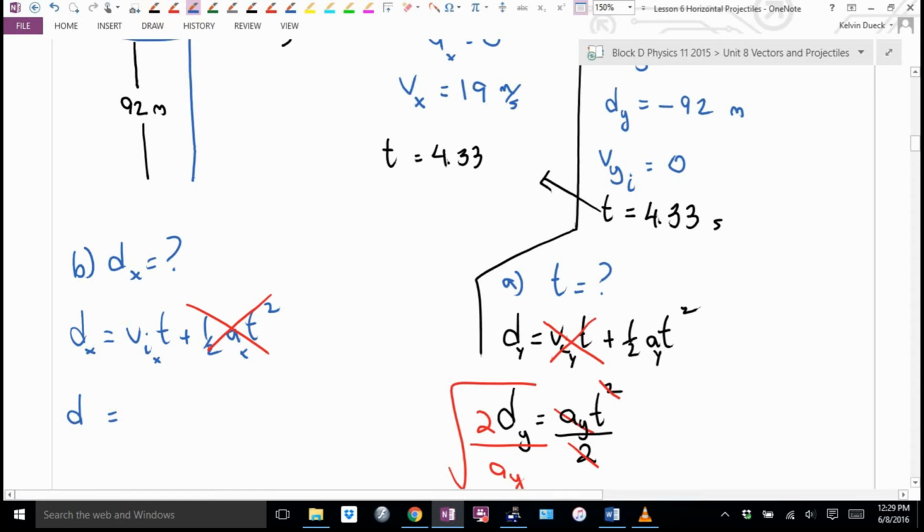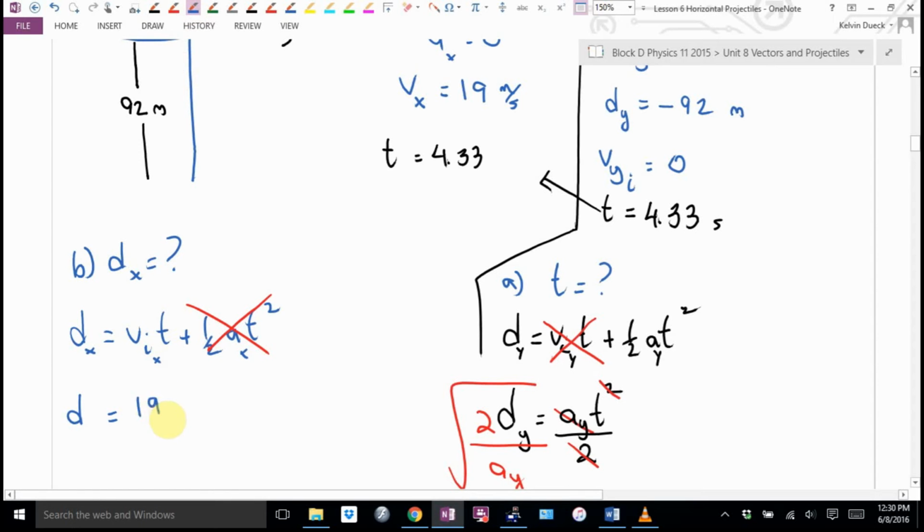What's VI? 19, not 0, because that's vertical VI. Horizontal, in fact, you know what? VI horizontally is also VF because there's no acceleration. That's why you'll notice I didn't put an I or an F there. It's the same the whole time. If you ask me how fast is it moving when it hits the ground sideways? 19 meters per second. It's also moving vertically, but it's going to skid along when it hits at 19 meters per second.